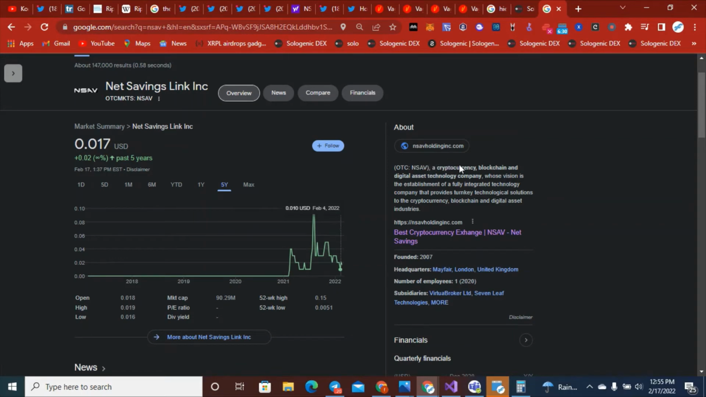It's a cryptocurrency, blockchain, and digital asset technology company whose vision is the establishment of fully integrated technology companies that provide turnkey technology solutions to the cryptocurrency, blockchain, and digital asset industries. So you see right here, these types of partnerships, what they're doing. This is a partnership right here to bridge the physical world and the physical businesses to this new digital world in the digital age. This is very, very good.